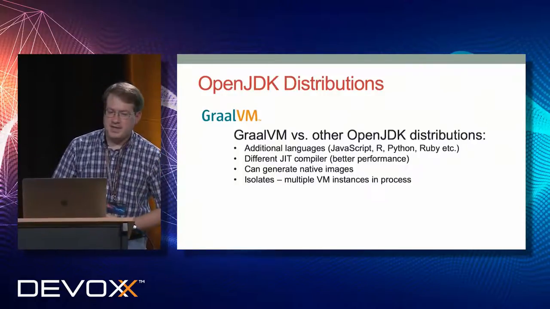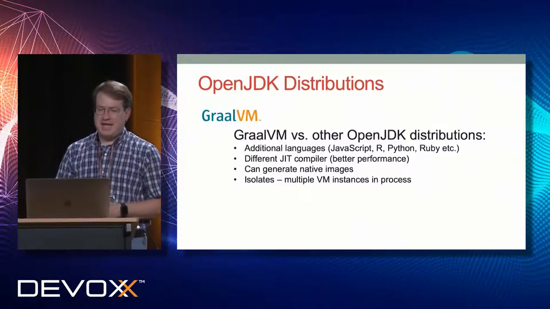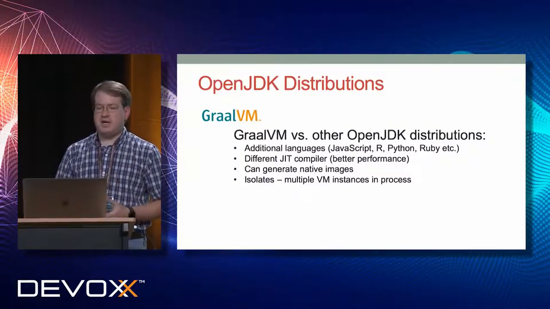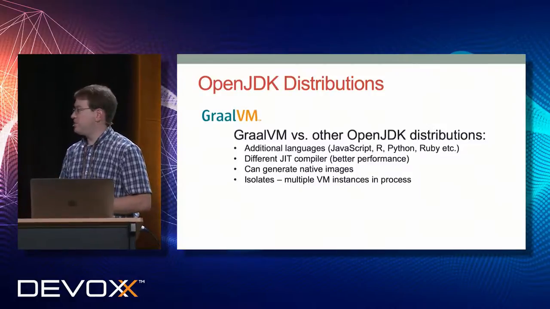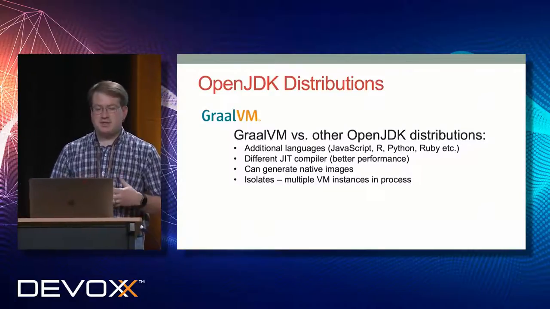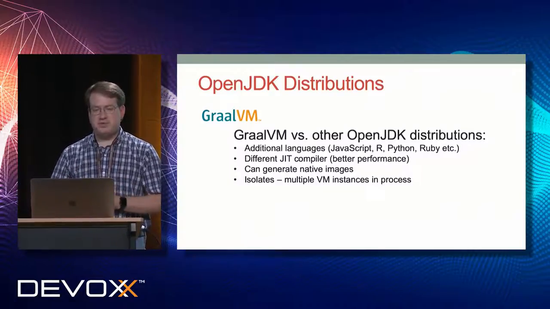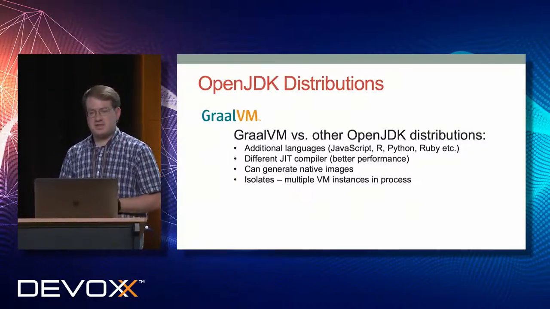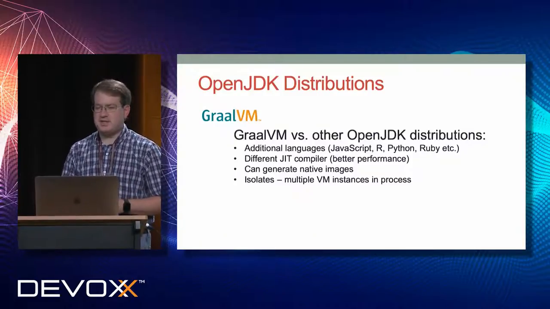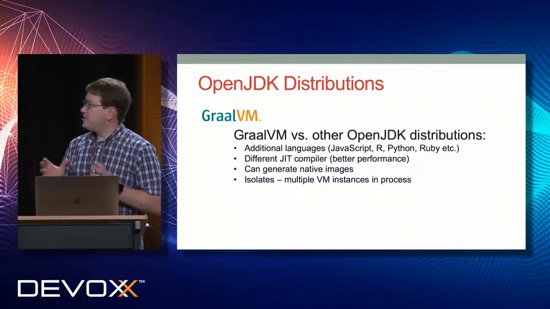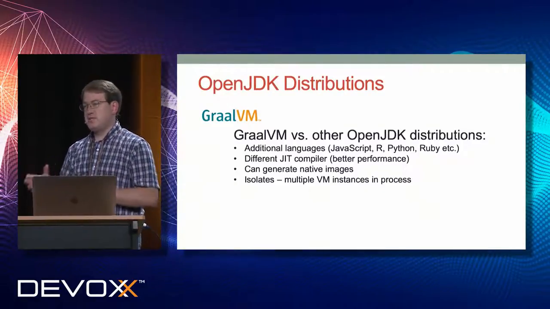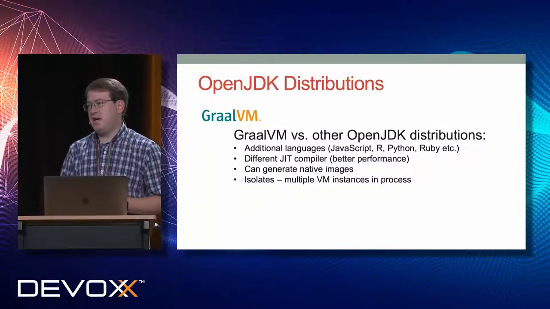GraalVM, versus the other OpenJDK distributions, adds additional languages: JavaScript, R, Python, Ruby, etc. It has a different JIT compiler that's actually implemented in Java, which right now, according to the metrics, is supposedly giving excellent performance. As I mentioned, it can generate native images, and it has the ability for something called isolates, which basically means you can run multiple VM instances in process, which is a very interesting capability to look at. Hopefully the Java EE containers will take advantage of this in the future. But that's how GraalVM distinguishes itself from the other OpenJDK distributions. It really is a different beast. It is OpenJDK, but it's got this extra stuff on top of it.